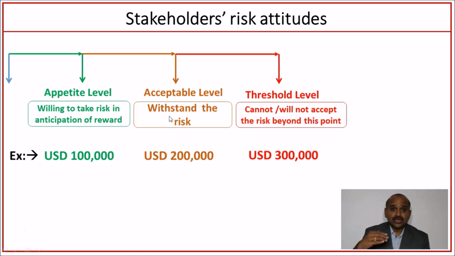Now the context or the change is such that they can't come back, but they have a hope that if they invest more, they can get more profit. So they say, okay, threshold level is 300,000 US dollars. Beyond 300,000 US dollars, I cannot accept the risk. That means 300,000 US dollars is my threshold level, beyond which I can't undertake the risk of performing this project. So using appetite level, acceptable level or threshold level, stakeholder attitudes can best be described.